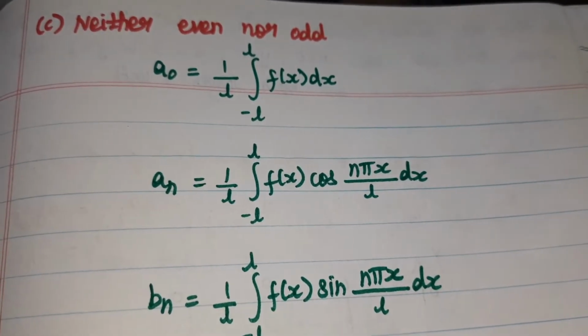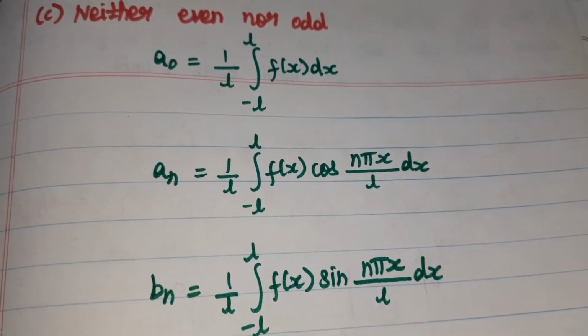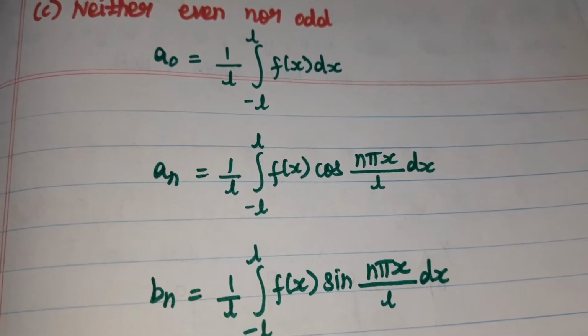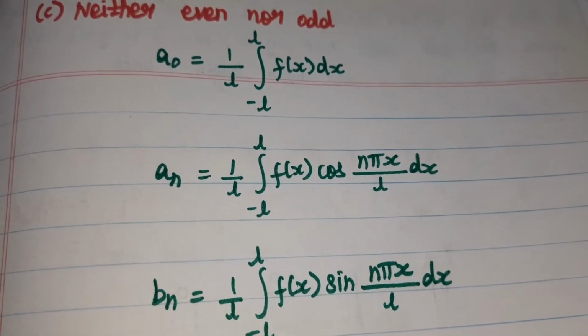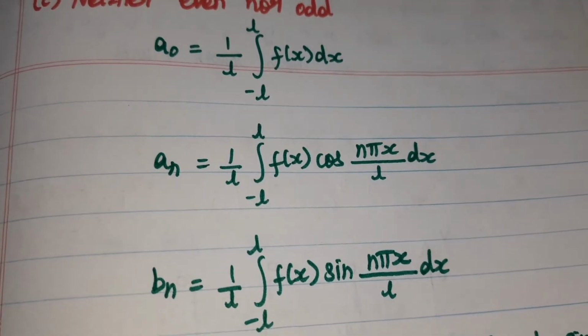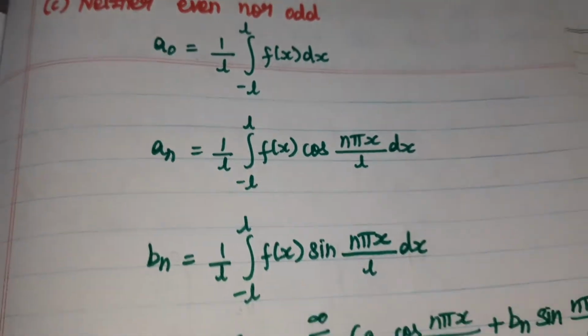And the last one is, it is neither even nor odd. Here a0 is equal to 1 by L into integral of minus L to L f of x into dx. An is equal to 1 by L into integral of minus L to L f of x into cos n pi x by L into dx. Bn is equal to 1 by L into integral of minus L to L f of x into sin n pi x by L into dx.